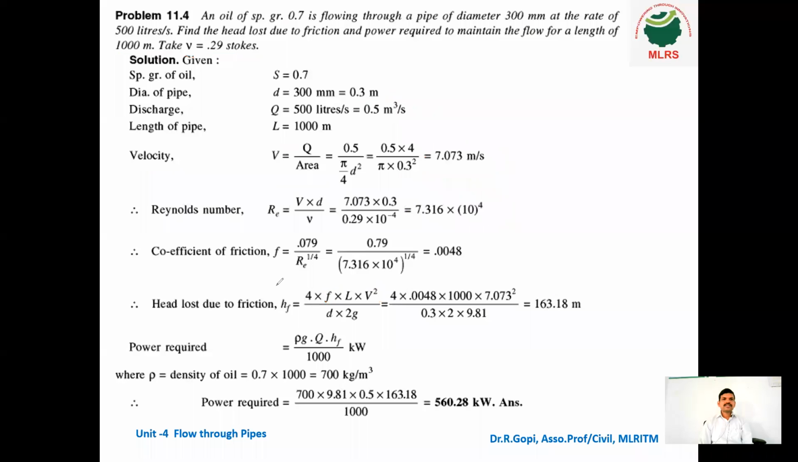Next, coefficient of friction. You can see the Reynolds number is greater than 4000, so we must use this formula: 0.079 divided by RE power 1 by 4. Here a mistake is there, the 0 is missing. So 0.079 divided by RE power 1 by 4, where RE is 7.316 into 10 power 4. Finally we got an answer 0.0048.